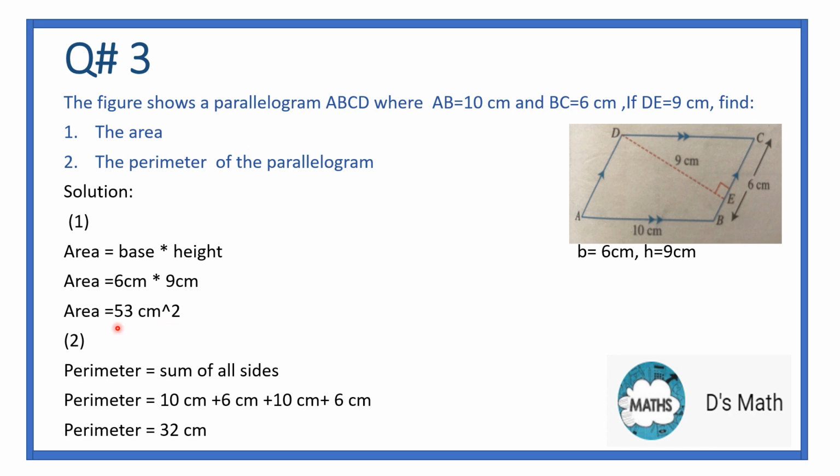What is part 2? In part 2, we have to calculate the perimeter of the parallelogram, and we know that in perimeter we simply have to add all the sides. Perimeter is the sum of all sides. We will add all the sides.